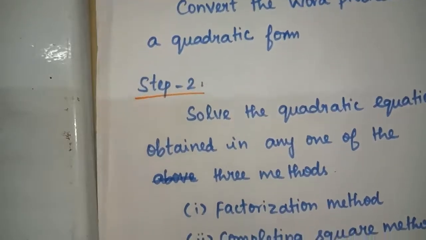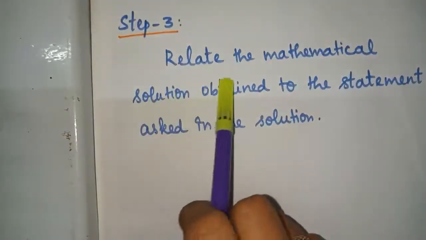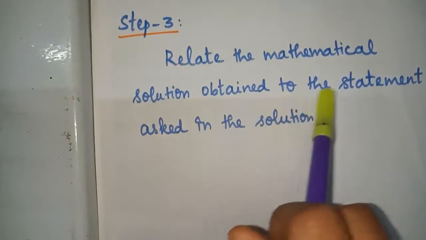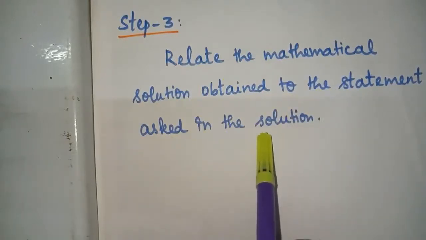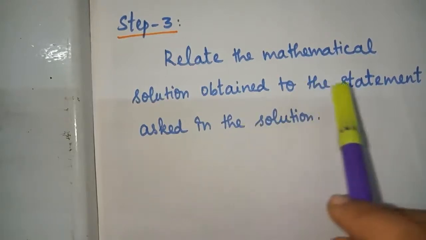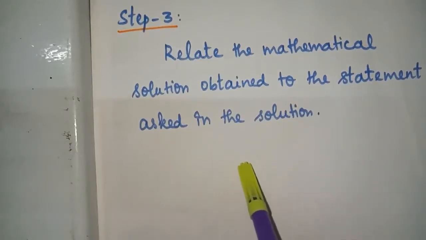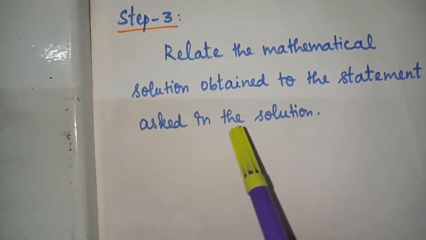What are the 3 methods? In previous classes or previous videos we saw these methods: factorization method, completing the square method and formula method. We have to use these 3 methods to solve the quadratic equation or to find the roots of the quadratic equation. Then step 3, relate the mathematical solution obtained to the statement asked in the question. After finding the solution, relate the answers with the questions. You have to write finally the conclusion using the statement given in the question.